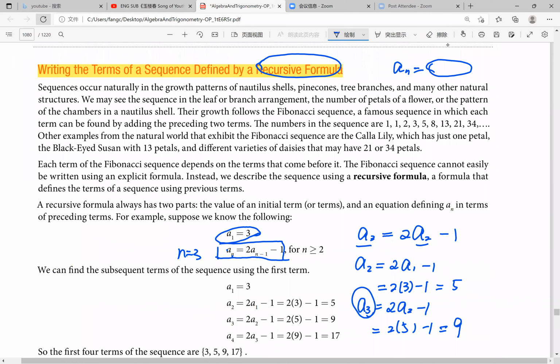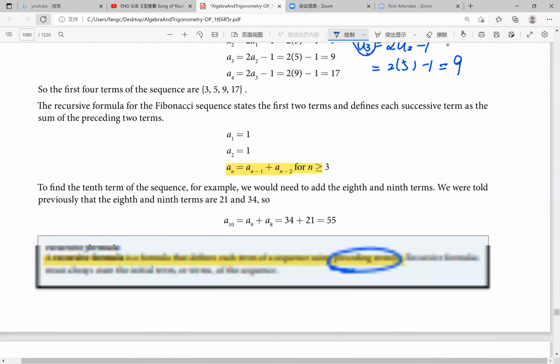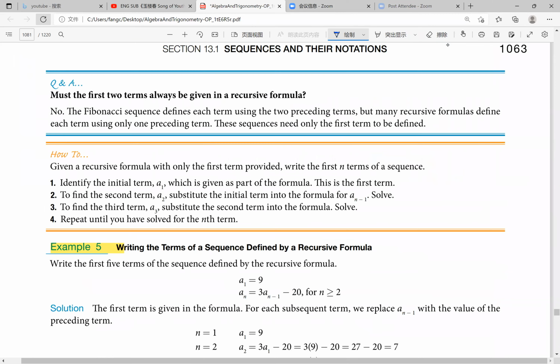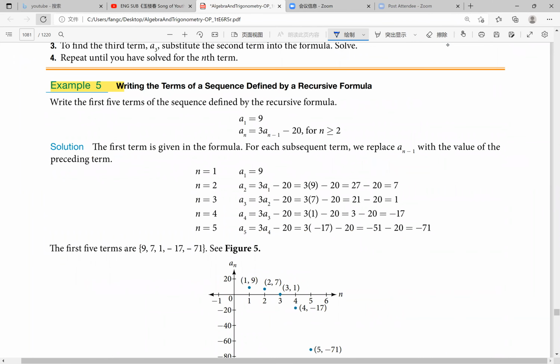We already know what is the recursive formula. Let's try some examples of recursive formula. So example 5, writing the terms of a sequence defined by a recursive formula. Write the first 5 terms of the sequence defined by the recursive formula. For a recursive formula, normally they will give you the first term and then the recursive formula that defines the relationship between 2 adjacent terms.